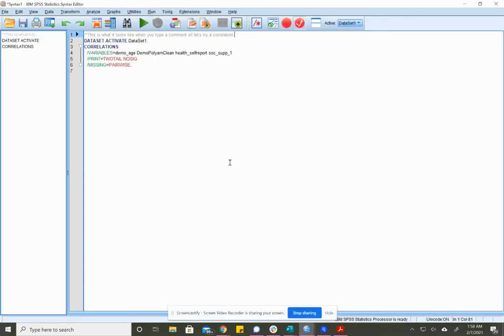And then to show you all the syntax, this is the syntax it pops out. So we could also write this by hand, but you are activating the data set, which you just do the one time, the first time you do a statistical test that day or that session. And then you're telling it to run a correlation using these variables, and we asked it for a two-tail significance, and we asked it to delete pairwise. So that's what that syntax looks like.